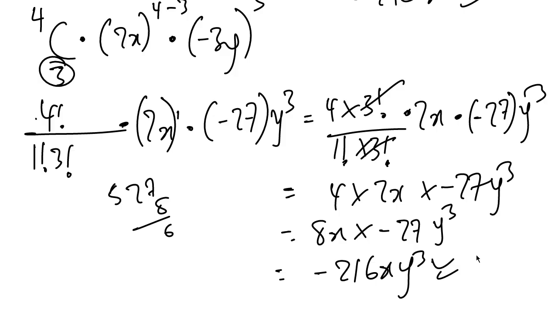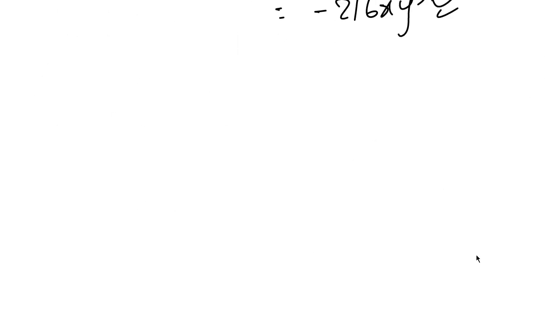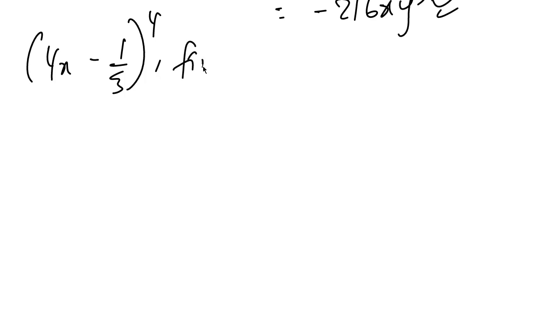Alright, so I'll take another question based on finding the nth term. And what I'll say is this: (4x minus 1 over 3) to the power 4. If you're asked to find the second term, pause this video and attempt, please. Pause and attempt. If you're asked to find the second term, what will it be?